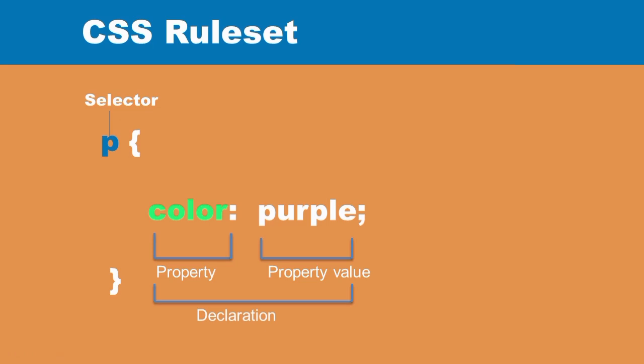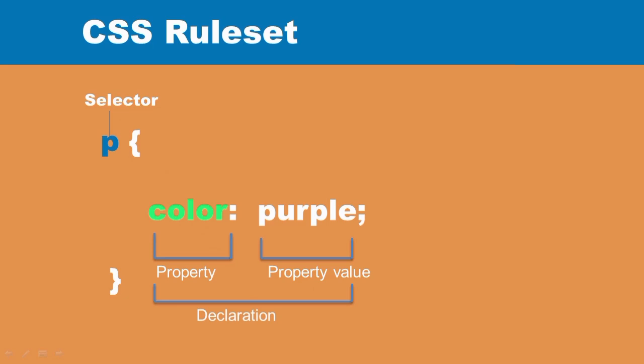So the key points to note here are: don't forget the semicolon. If you forget the semicolon, the styling will not work. It will not be applied. So don't forget that. And also don't forget to separate the property that you're trying to style from the value. Property and value must be separated with a colon. And don't forget the opening and closing curly braces. Your property and the value must be contained in between the curly braces.